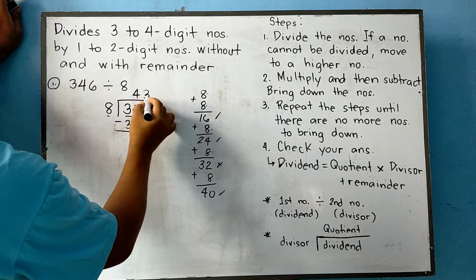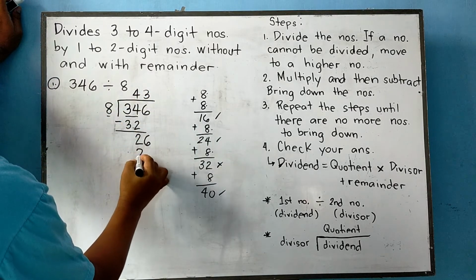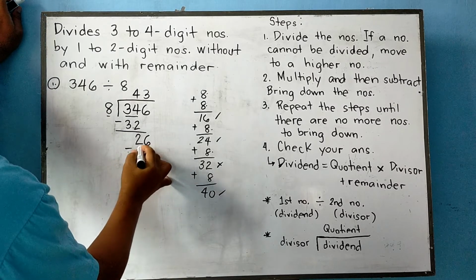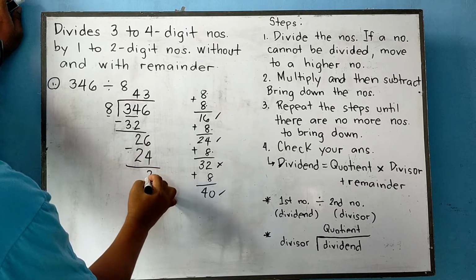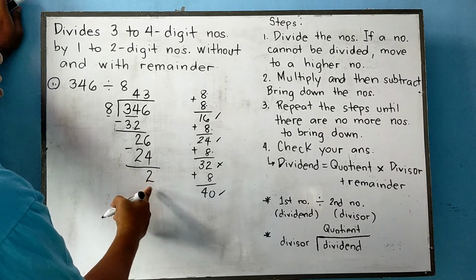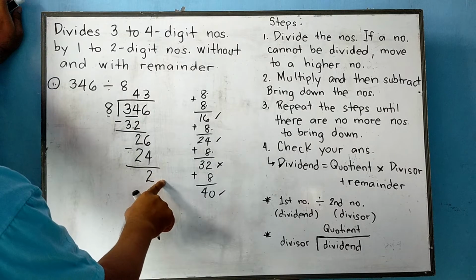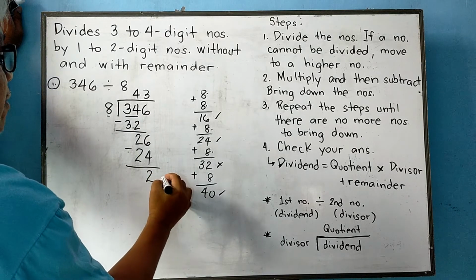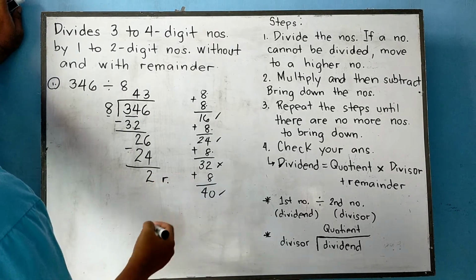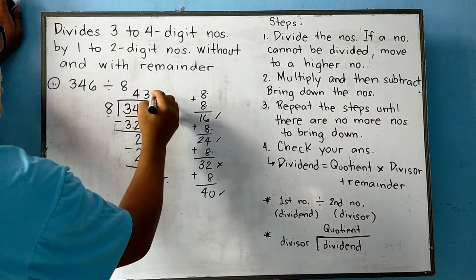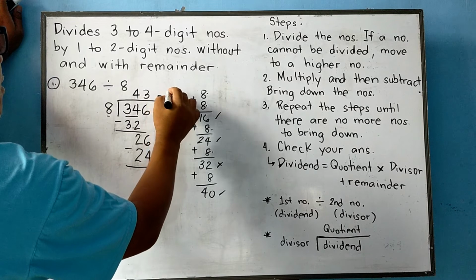So, 3. Again, 3 times 8. The answer is 24. Time to subtract. So, 6 minus 4. The answer is 2. Now, there are no more numbers to bring down. So, this, therefore, will be your remainder. Okay? So, our answer is what? 43, remainder 2.